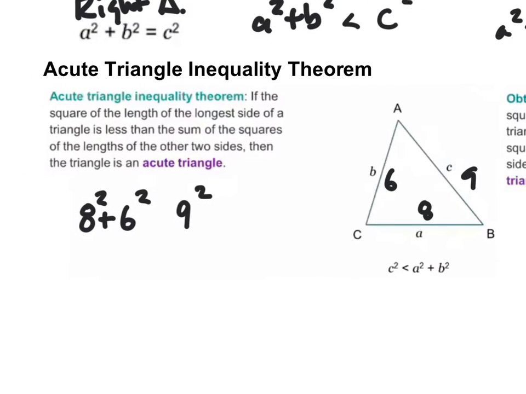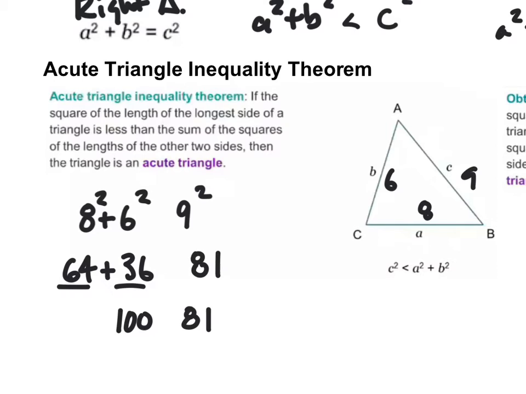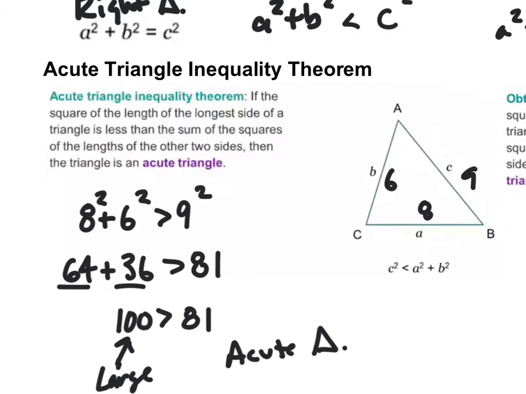So 8 squared gives me 64, plus 6 squared, which is 36, and then 9 squared is 81. I take the squares of these two shorter sides and add them together, that gives me 100, and then I have 81. Because the sum of the squares of the two smaller sides is larger than the square of the third side, I get an acute triangle. So it's a way for us to identify the type of triangle that we get.